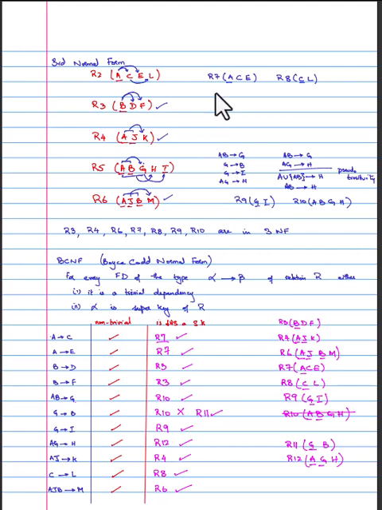Now R3, R4, R6, 7, 8 and 9, 10 are in third normal form. This means R2 is no more because it is replaced with 7, 8, and R5 is no more, it is replaced with 9 and 10. So this is now in the third normal form.